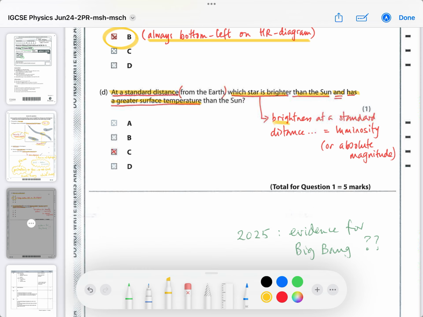Okay, so brightness at a standard distance is the definition of absolute magnitude. Yeah, and that's a fair way of comparing the luminosity of a sun. So we're looking for C, and we'll have a look at the diagram now. Why is C brighter than the sun and has a greater surface temperature?